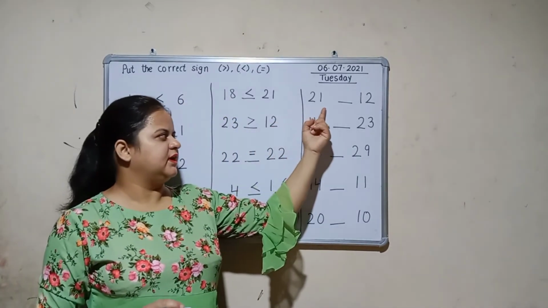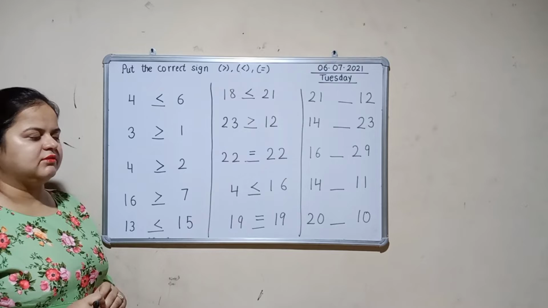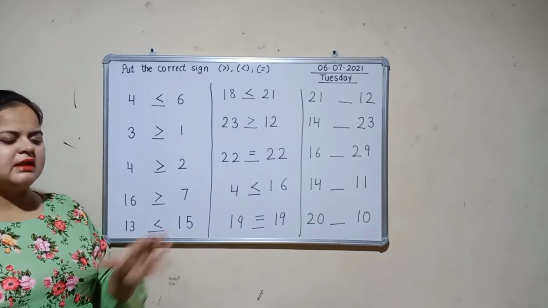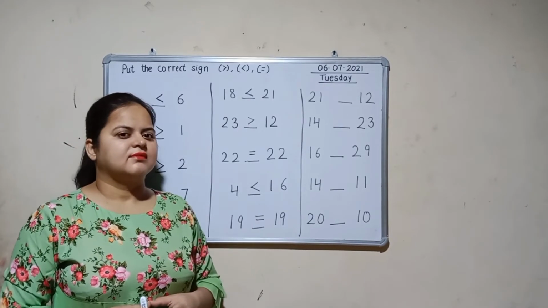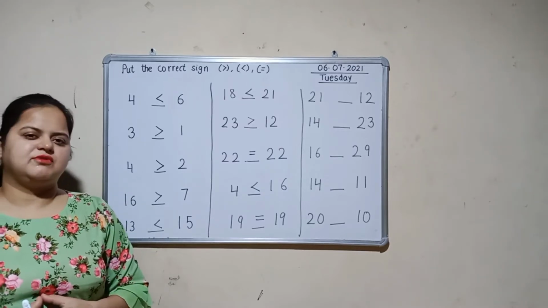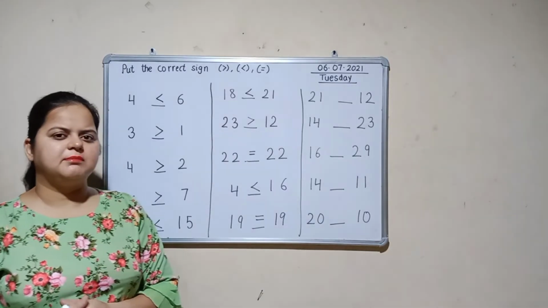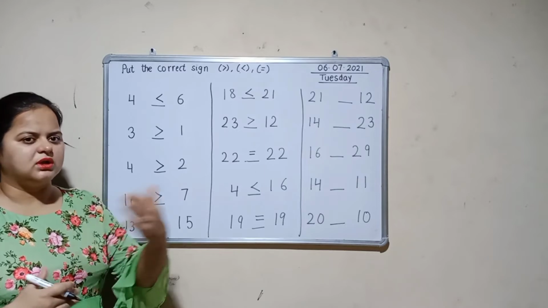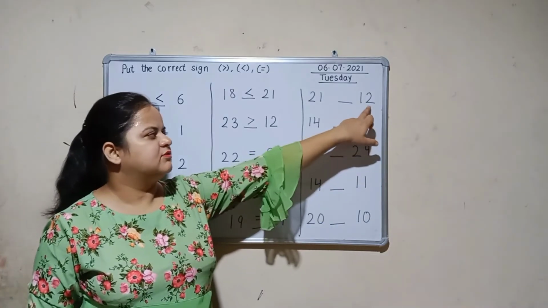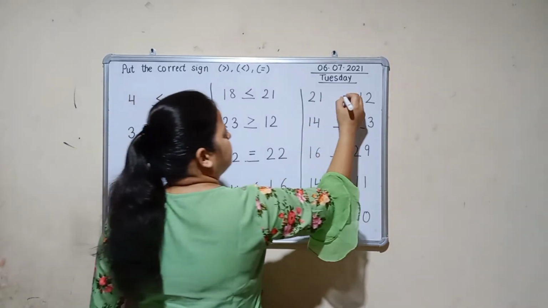Okay, next is 21 and 12. Which number is greater than the other? Which is greater, 12 or 21? Yes, well done, superb. 21 is greater than 12 because, yes, why is 21 greater? Because it comes later in counting. Yes, the line 11, 12 comes first. 12 is the smaller number and 21 is the greater number.